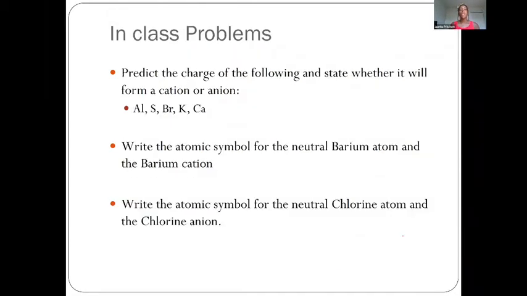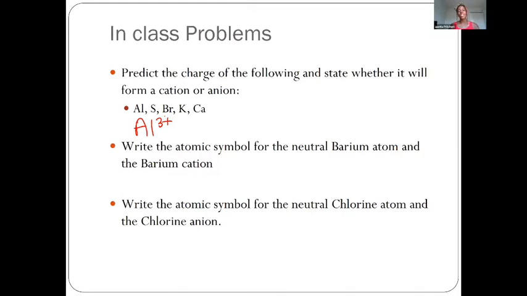So here we want to actually predict the charge of the following and state whether it'll be a cation, anion, or neutral based on the number of electrons it would like to lose. So if you find aluminum on your periodic table, aluminum is in group 3. So it would want to kick those 3 electrons out. So as a result, it would be forming aluminum with a positive 3 charge. Okay, so that's the additional charge we would show if we were writing the atomic symbol.